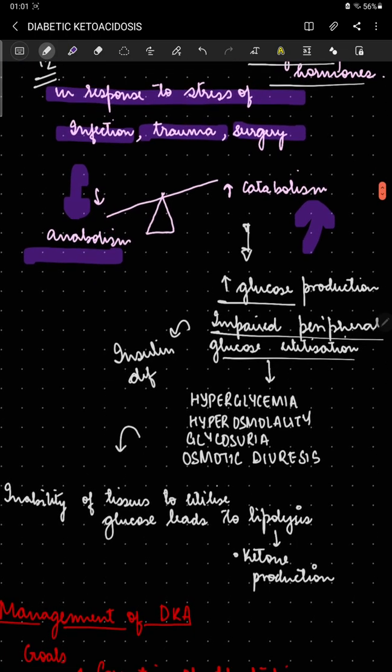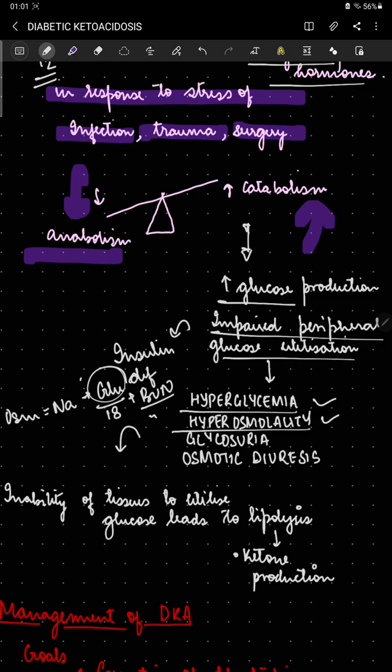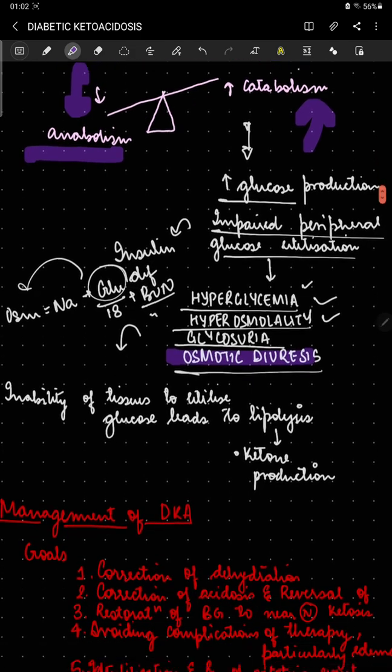Also, that will lead to hyperglycemia and hyperosmolality, because we all know that the osmolality is equal to glucose divided by 18 plus other osmoles, right? So glucose contributes to osmolality, and an increase in the glucose would also increase the osmolality. Obviously, as soon as the hyperglycemia crosses the renal threshold, there will be glycosuria, and the presence of glucose in the urine would obviously cause osmotic diuresis. Okay.